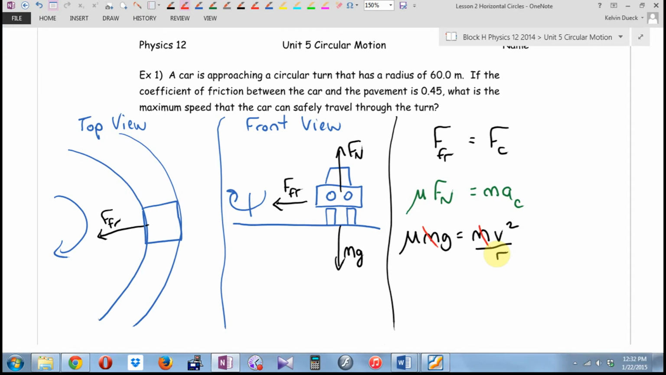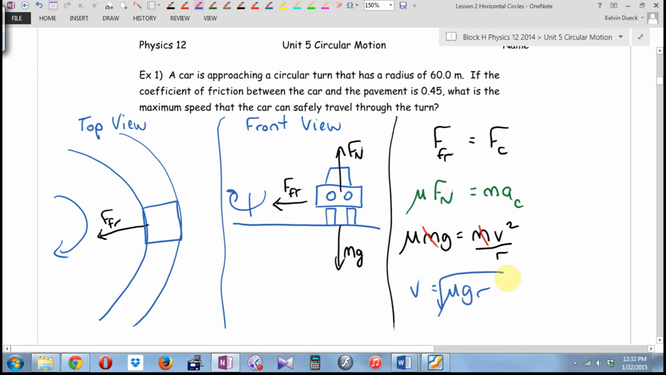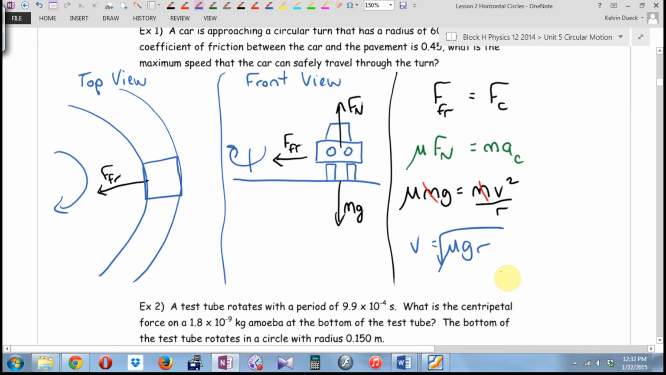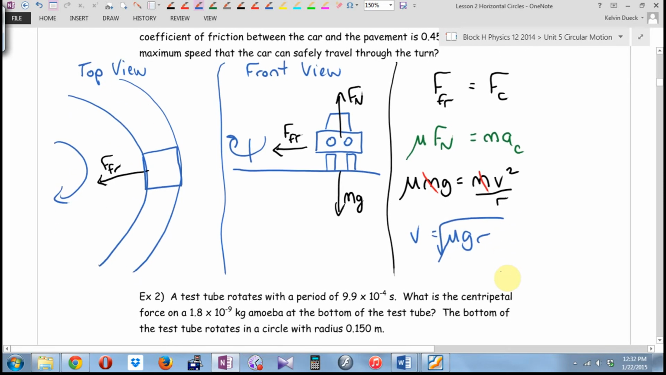What are we trying to find? V. How would I get it by itself? V equals the square root of mu g r. I'm betting if you're a road engineer, you have that formula memorized. However, I'm betting the mu that you use is the rainy or maybe even icy weather mu for safety.